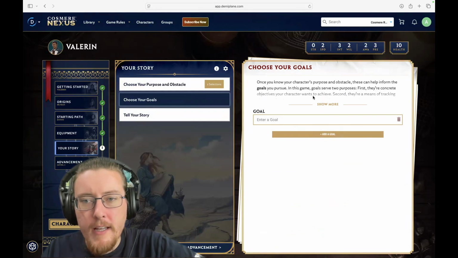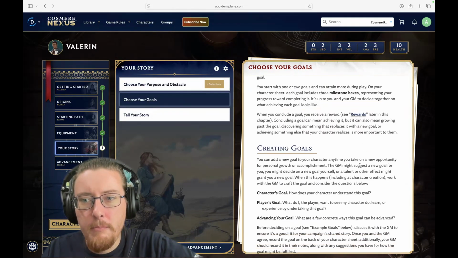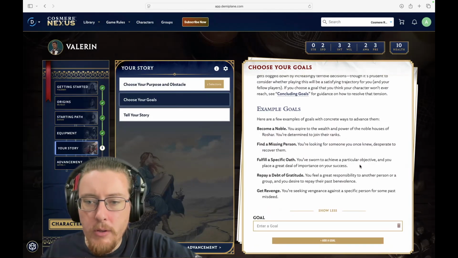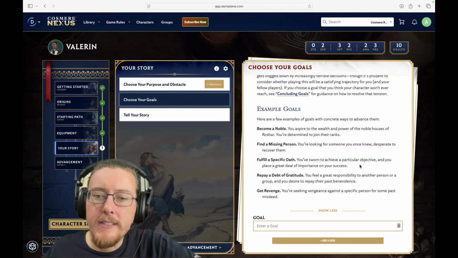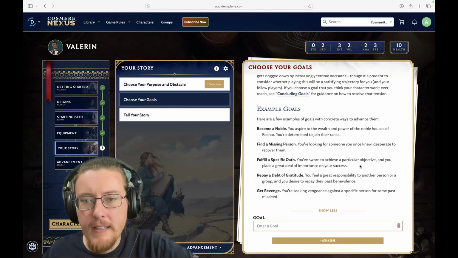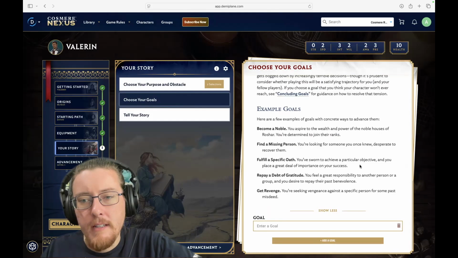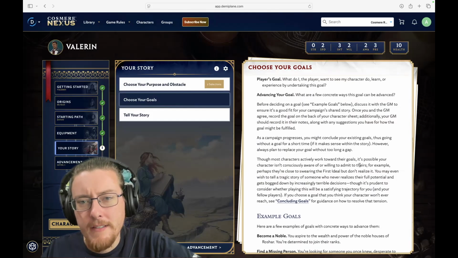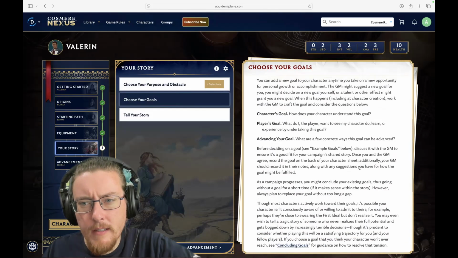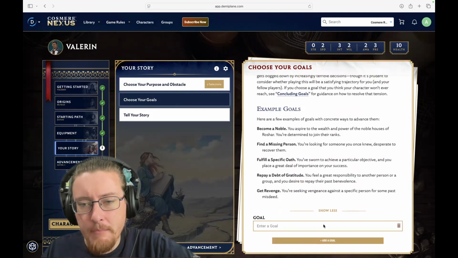Okay, choose your goal. This is how you will become a radiant, potentially. If your goal matches that of a radiant order and your GM sees you succeeding at that goal, that's how you become a radiant, at least from what I understand. Somebody correct me in the comments if I'm wrong. You should definitely discuss it with your GM.